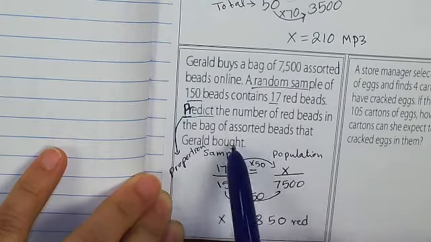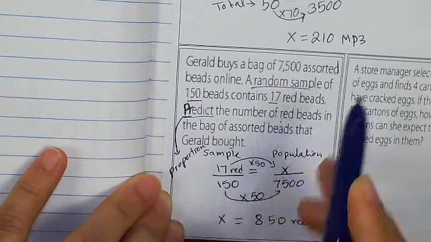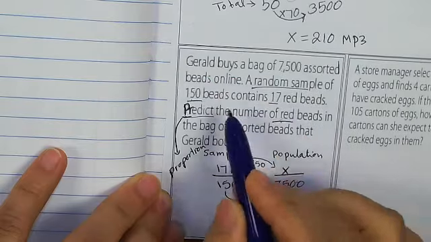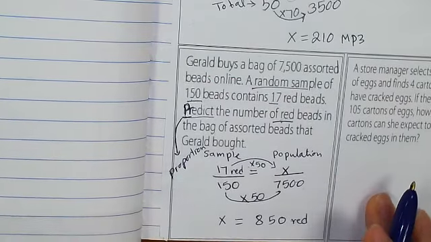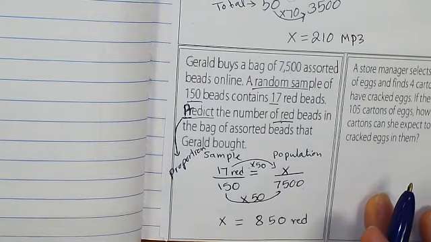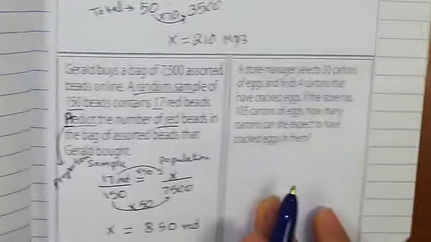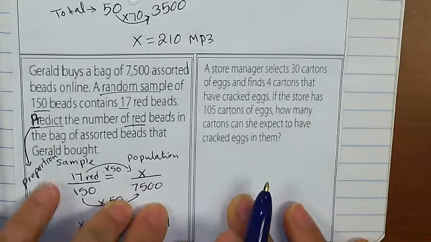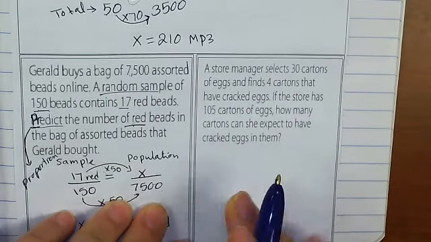And again, as you see, total beads, red, and then they asked me about red. So that's kind of another clue. Red beads. That also gives you a sense that we are comparing, which means I'm using a proportion to solve a problem like this. Let's look at the next example.